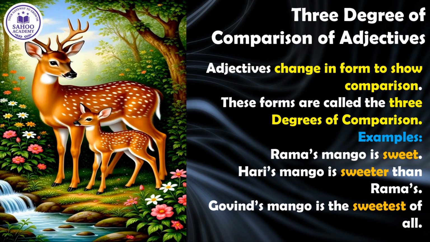Finally, Govind's mango is the sweetest of all. Here we are comparing more than two or many mangoes, so we use sweetest. This is the superlative degree. So remember, sweet, sweeter and sweetest. That's how adjectives show comparison. Let's go to the next slide.